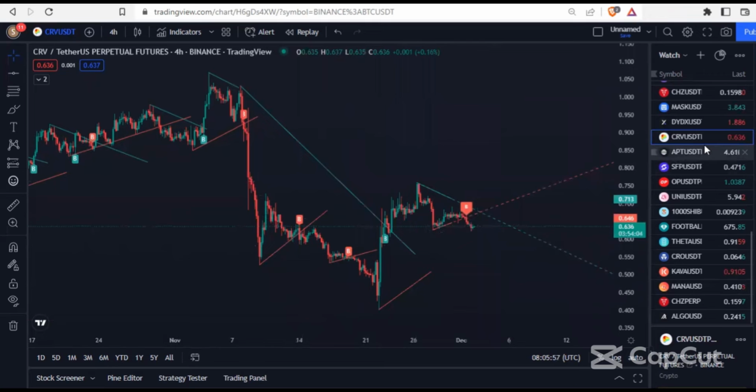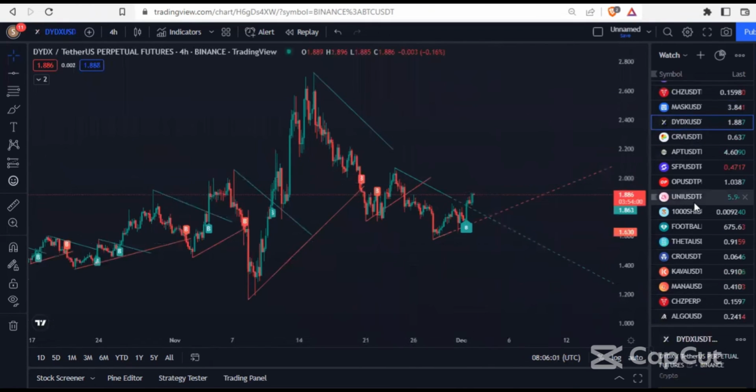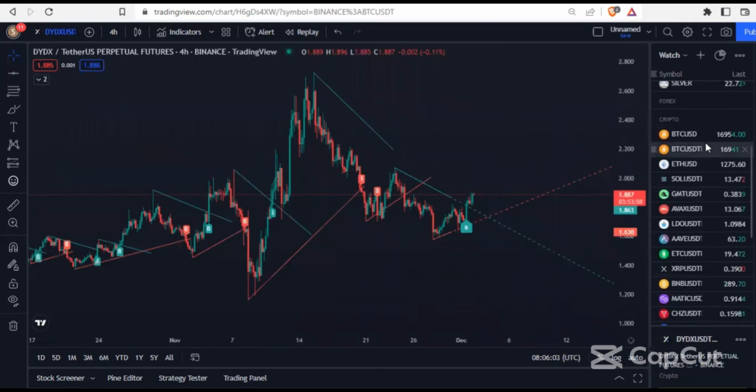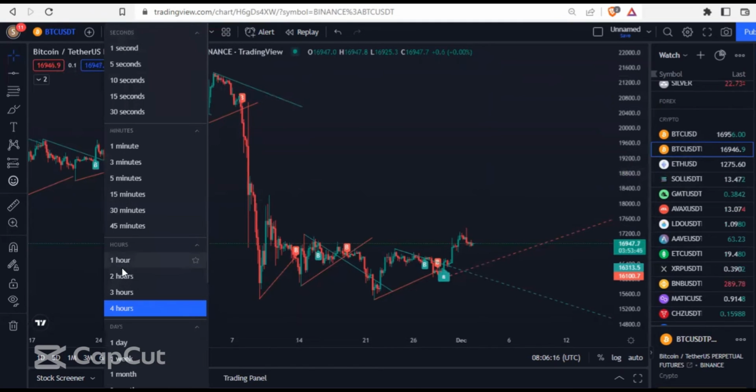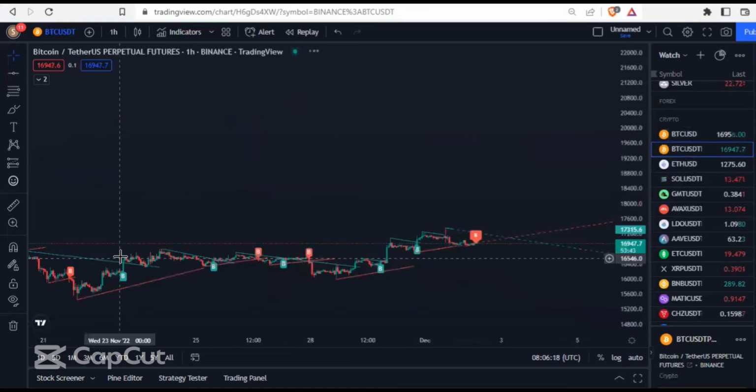You can see the 4 hours on different coins, it is still the same. This will actually help you if you study it. It can easily help you. Just put it there to automatically identify if a breakout is coming or not. Let's go to the 1 hour.